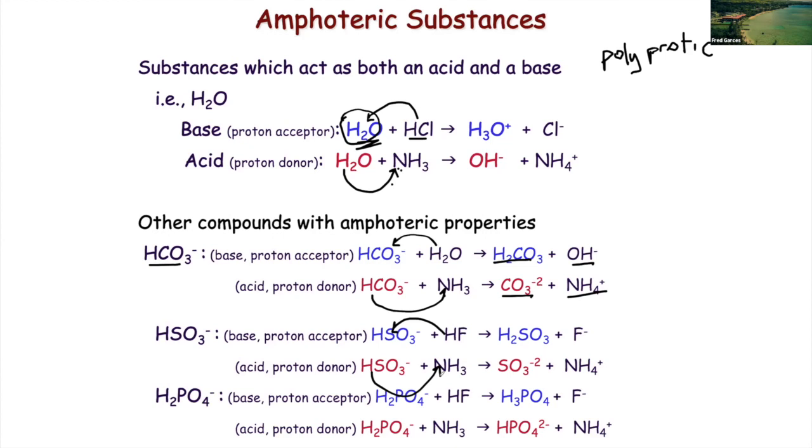Likewise, H2PO4 can also be amphoteric. Make sure you recognize what chemicals could be amphoteric, because those are the chemicals that can act either as a proton donor or a proton acceptor.